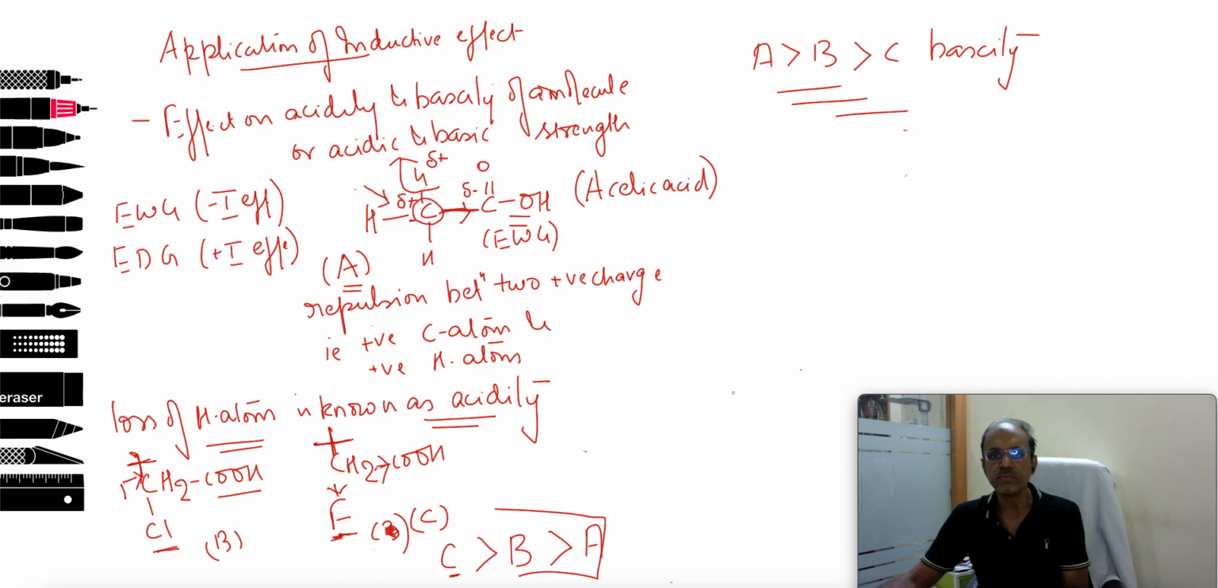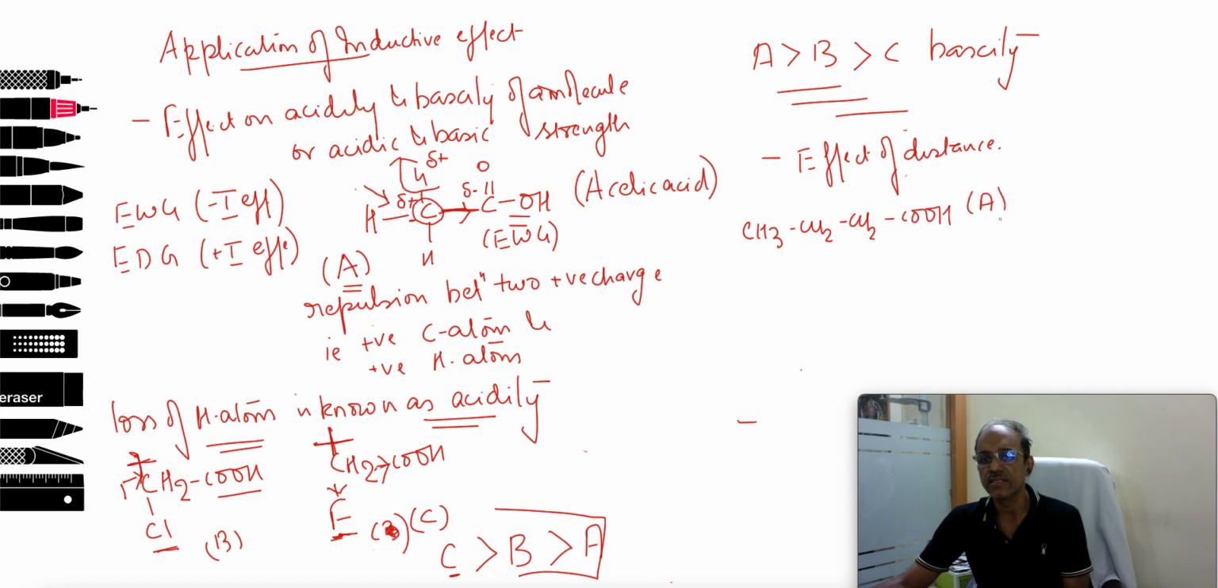Now we will see another effect: the effect of distance. What do you mean by this? Take for example CH3CH2CH2COOH. Take this as A. Similarly, another compound with chlorine on the chain, CH2CH2CH2COOH. This happens to be, suppose, B.